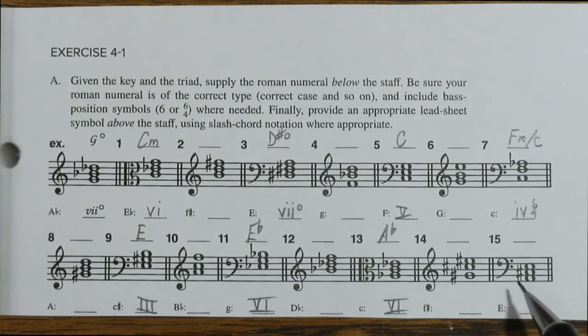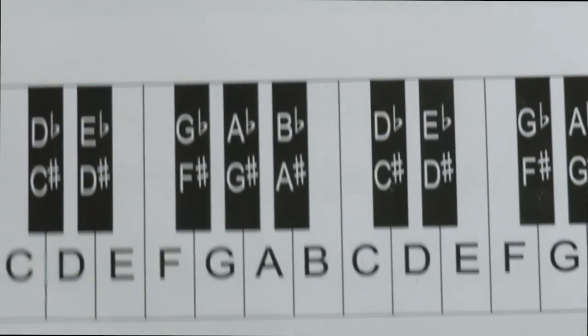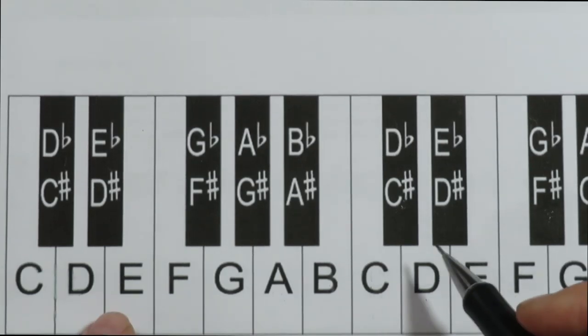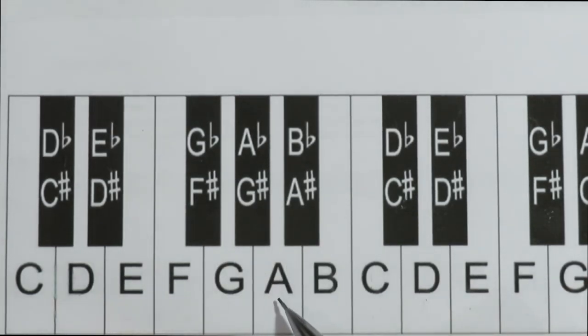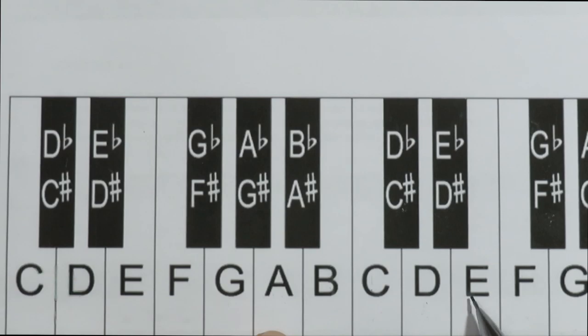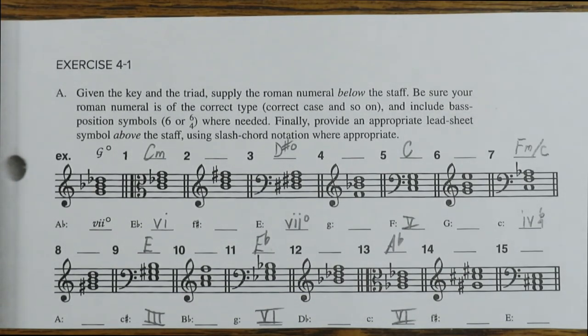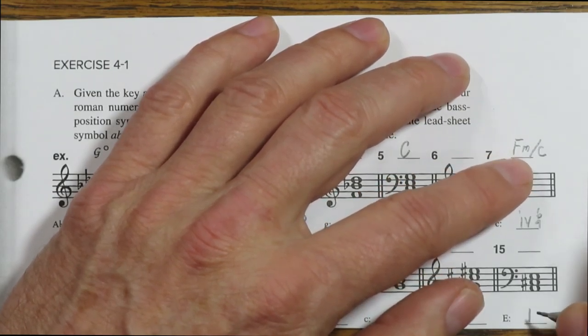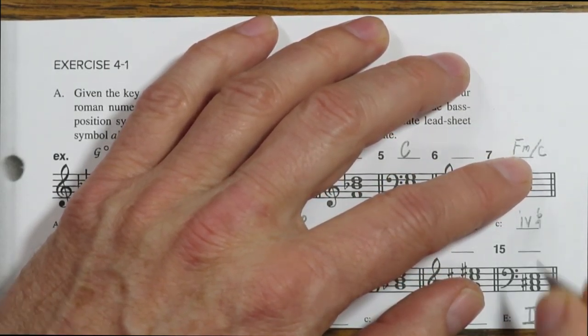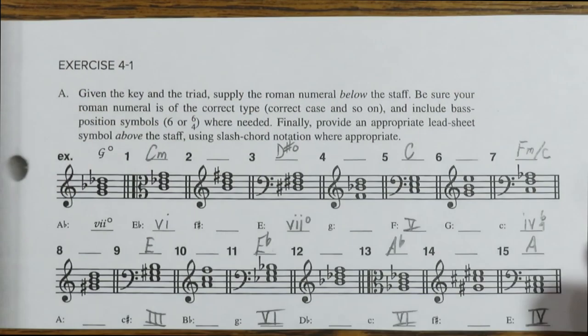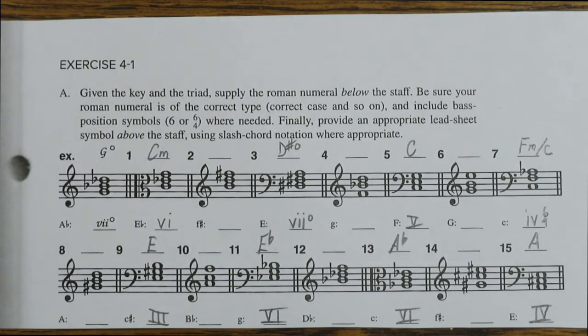Number 15, bass clef, E major. So we have A, C sharp, E. Okay. That is an A major triad. And in the key of E major, we have 1, 2, 3, 4. So A major is the 4 chord. Okay. Sure, that's uppercase, and we put an A there. Good luck with that, and I'll see you on the next section.